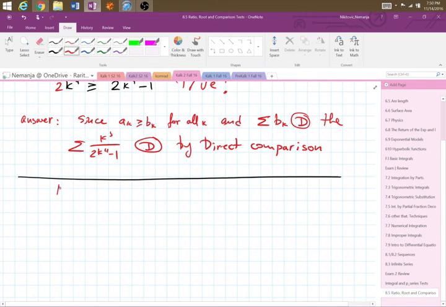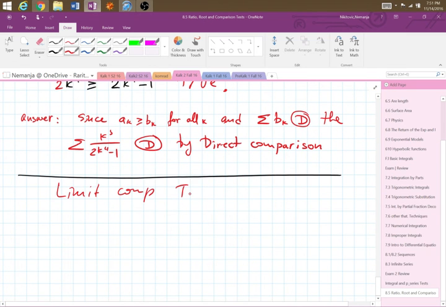Yes? Are there times when the limit comparison won't work and you have to be direct? The other way around, most likely. The limit comparison test works most of the time, where the direct one would not. And I will show you why. Let me just write the limit comparison real quick.